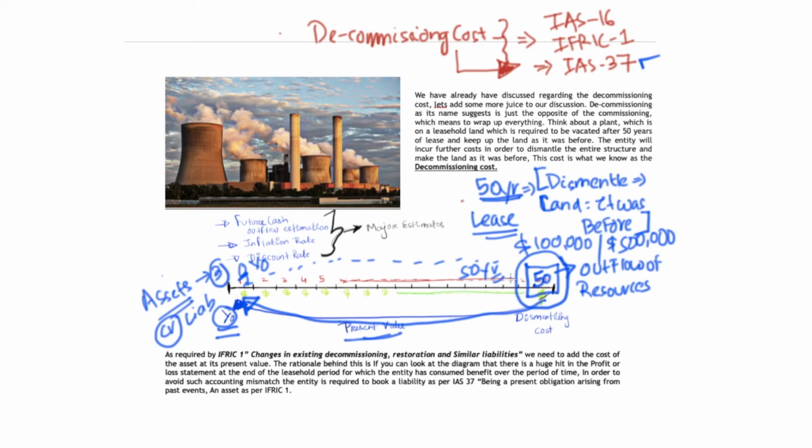The third point is the discount rate. It's the discount rate that I'm going to use to bring back the outflow from year 50 to year 0. So these are the three major estimates taken while computing the decommissioning cost. In the next video, we will go through an example of decommissioning cost.